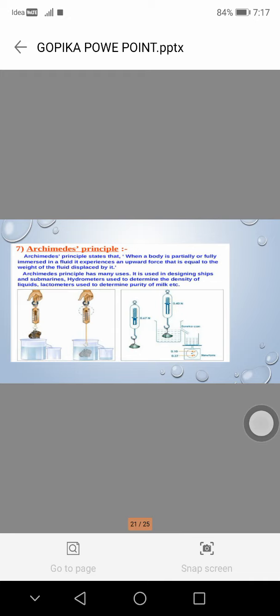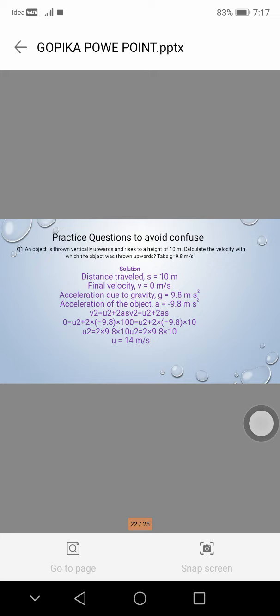Archimedes' principle. Archimedes' principle states that when a body is partially or fully immersed in a fluid, it experiences an upward force that is equal to the weight of the fluid displaced by it. Archimedes' principle has many uses. It is used in designing ships and submarines, hydrometers used to determine the density of liquids, and lactometers used to determine the purity of milk.